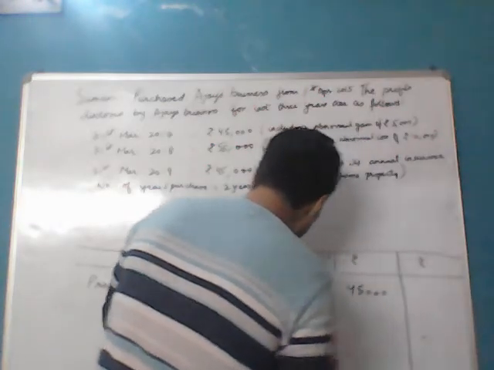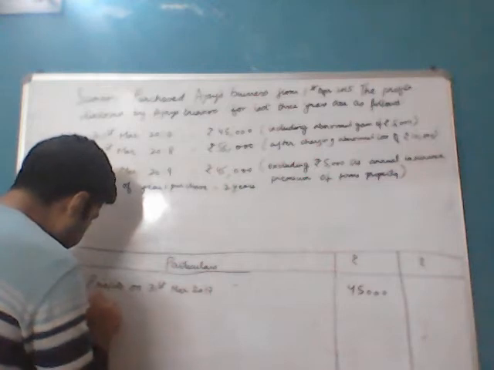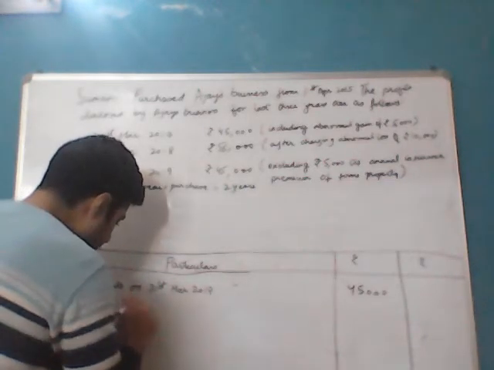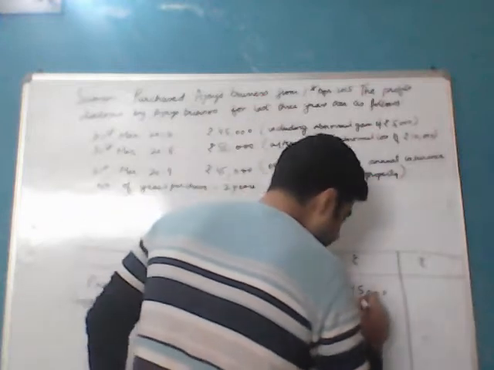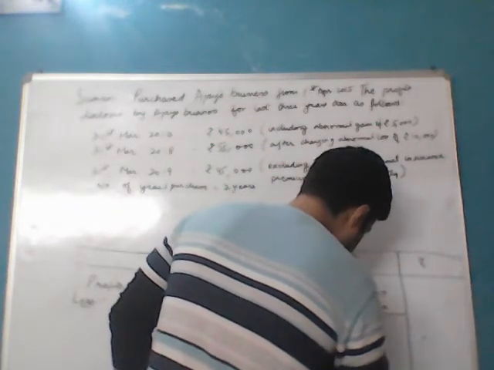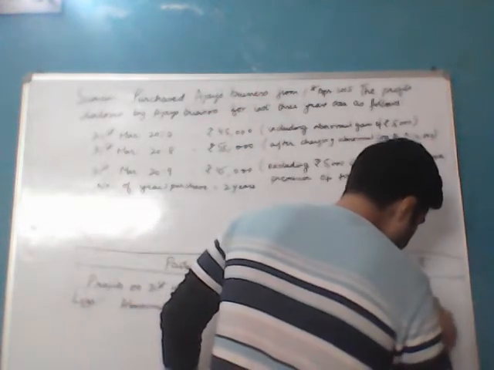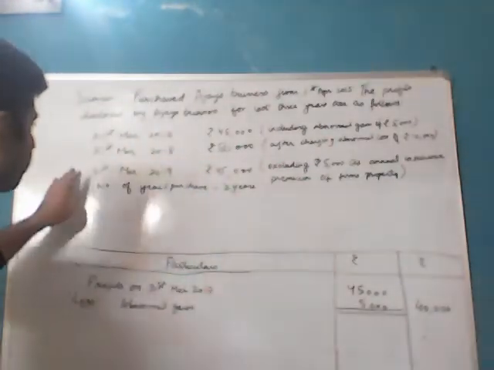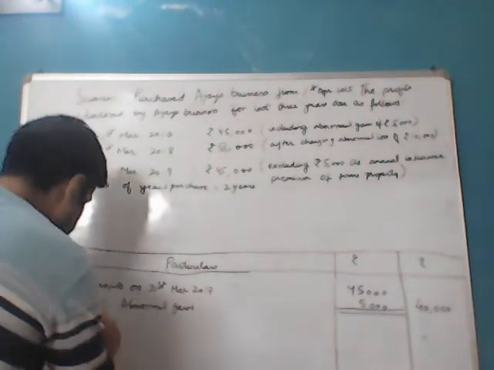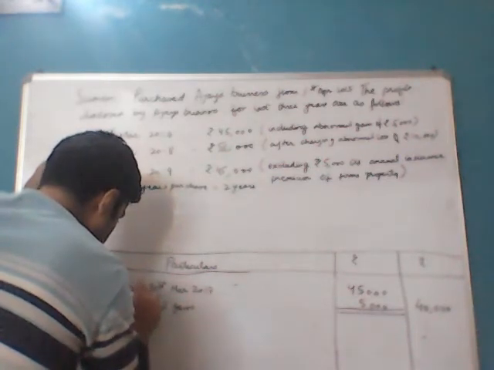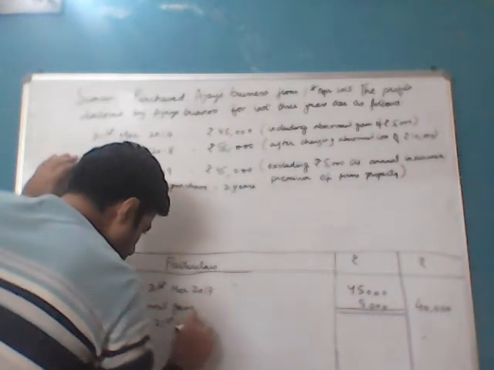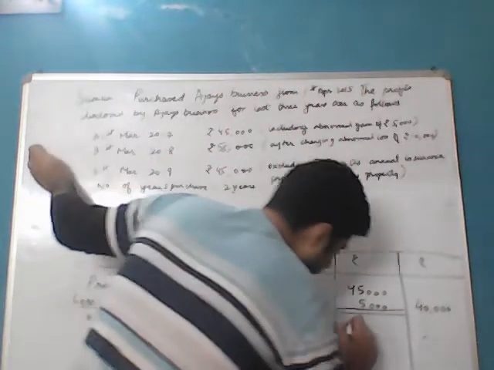So we can write 45,000 here, and we can subtract abnormal profits or abnormal gains of rupees 5,000 from here, and we can write 40,000 here. We have done this much. Now moving to the next year's profits, which is for 31st March 2018. So we'll write profits for 31st March 2018. They are 55,000.